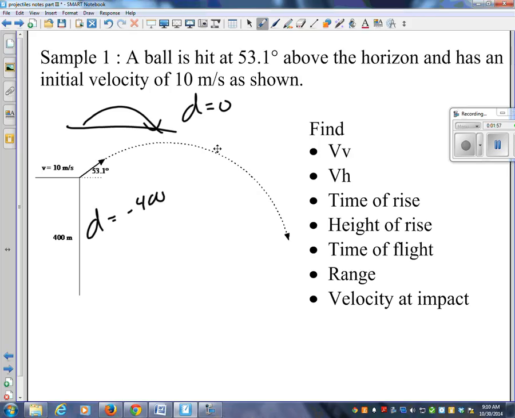Say again? Would you add the peak to the 400? If you were to find the time of that fall, right? But the actual time of flight would be from there, right? So I will go through all that. Okay, we're ready to go on here? Looks like everyone's ready to go.